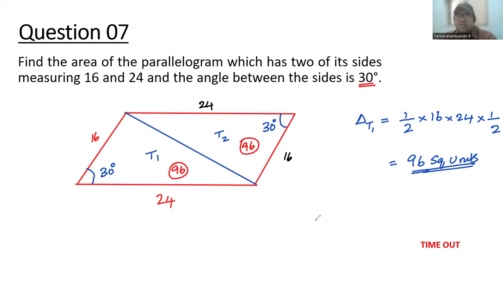So adding them together, you will be getting the area of the parallelogram. So how much will it be? 96 plus 96. I can say this value will come here as 192 square units. And for this question, 192 square units, please note, is going to be my answer.